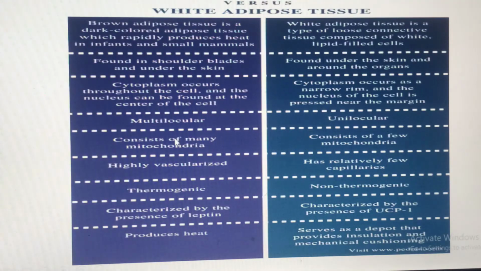Then we have several mitochondria in the case of brown because of the non-shivering thermogenesis that has to take place. We have fewer mitochondria in the case of white. Brown is highly vascularized, white is less vascularized. Then we said it's very important for thermogenesis in the case of brown, while white is not relevant in non-shivering thermogenesis. One other thing is that there is a hormone which we call leptin, which is related to white adipose tissue, but you don't have that kind of leptin in brown adipose tissue. Brown adipose tissue produces heat. We've said it already. So that is what we are going to see regarding the distinction between white and brown adipose tissues.